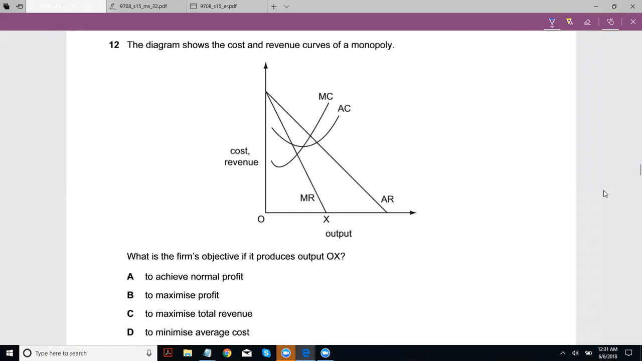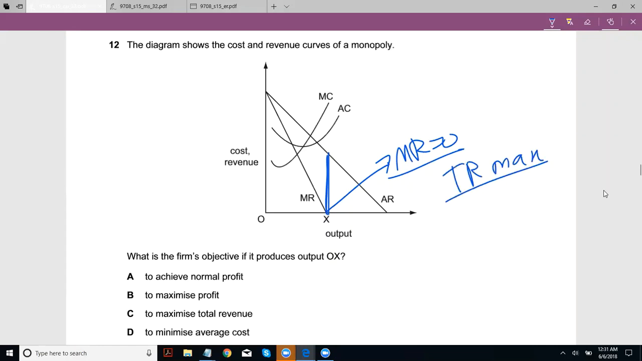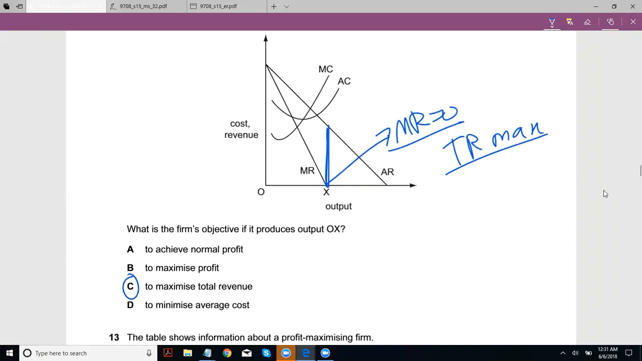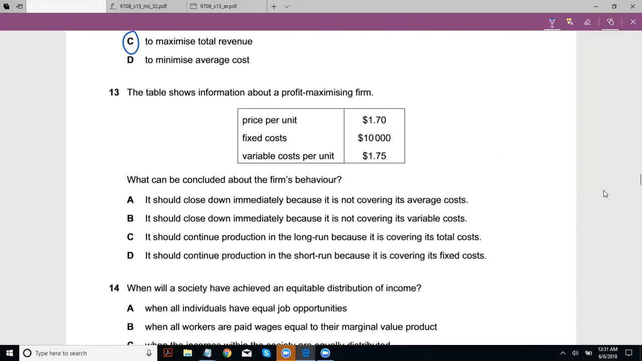The diagram shows the cost and revenue curves of a monopoly. What is the firm's objective if it produces output OX? So OX here, and this is obviously the point where MR is equal to 0. When MR is 0, TR is maximized. So it's going to be to maximize total revenue. That is very clear.